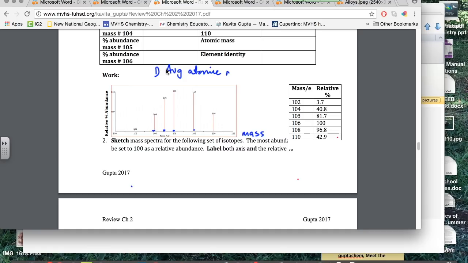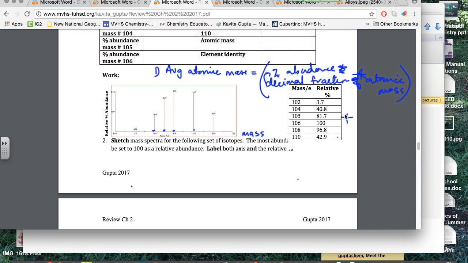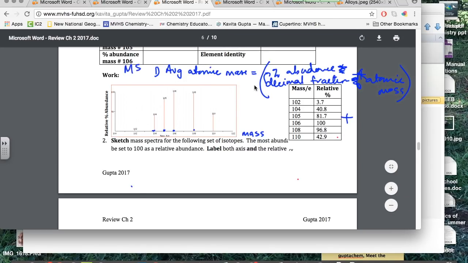And remember, the formula for average atomic mass is the decimal fraction of percent abundance times the atomic mass of the first isotope, plus the decimal fraction of percent abundance of isotope 2 times the mass of that isotope, and so on. I'm going too fast and losing my words, I need to slow down. So using mass spectroscopy, you can calculate average atomic mass.